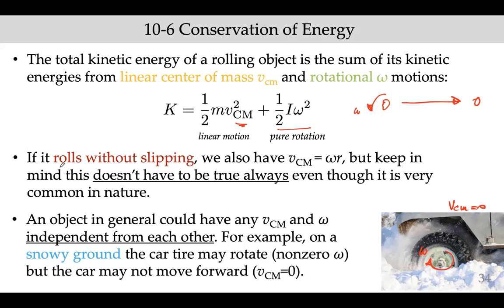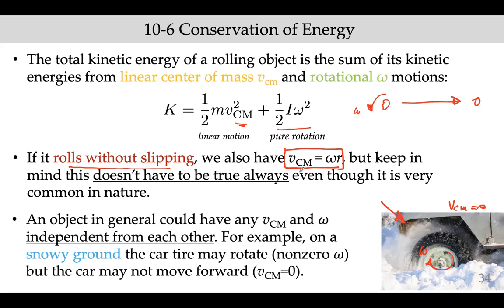But if it rolls without slipping, so that's basically the normal motion of most of the cars or bicycles or any vehicle. If there's no slipping, if the ground is not icy or there's no snow, then we also have this condition. Now what happens? So we have this condition, but keep in mind this doesn't have to be true always, as we saw in this example, even though it's very common in nature.